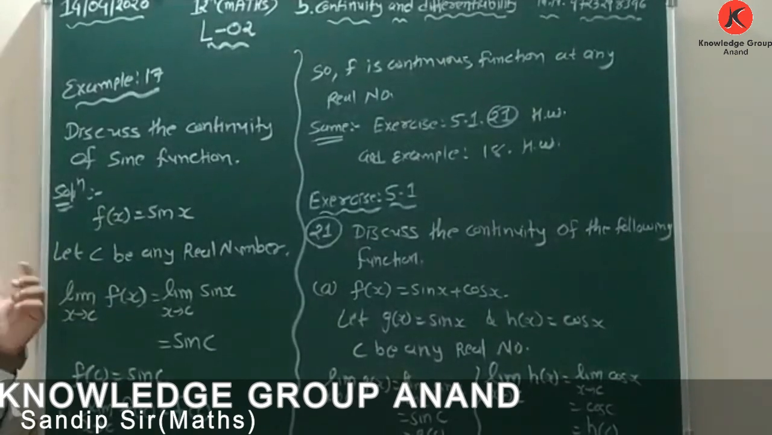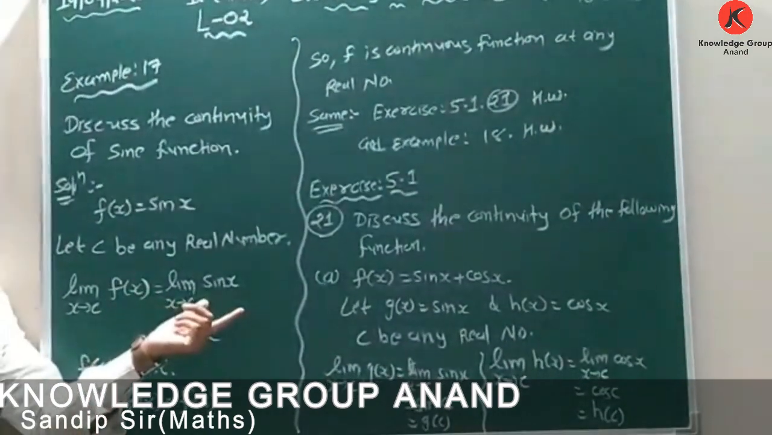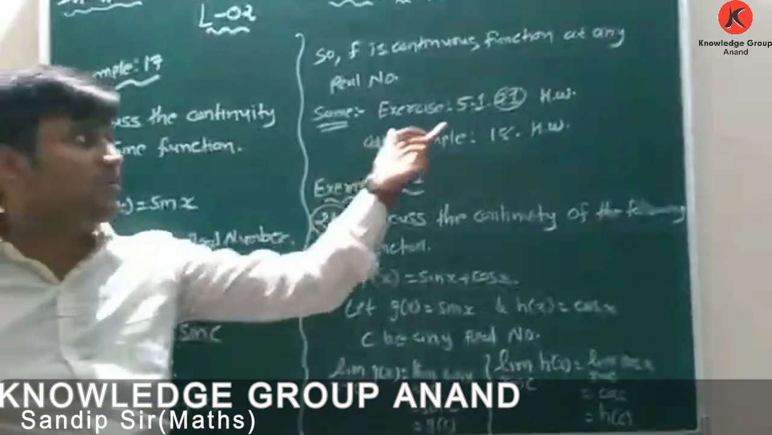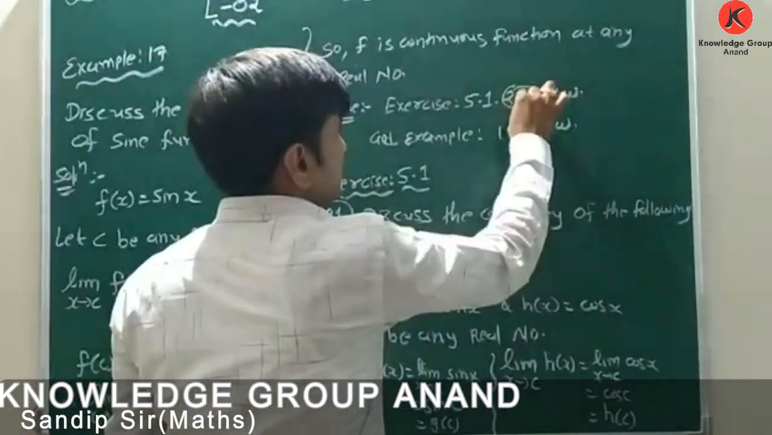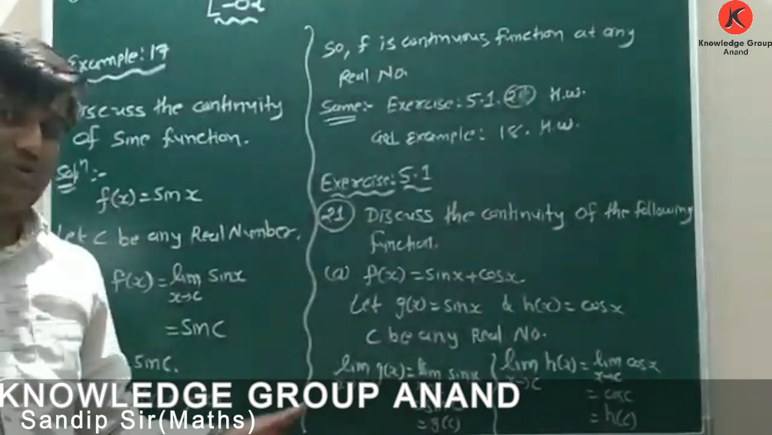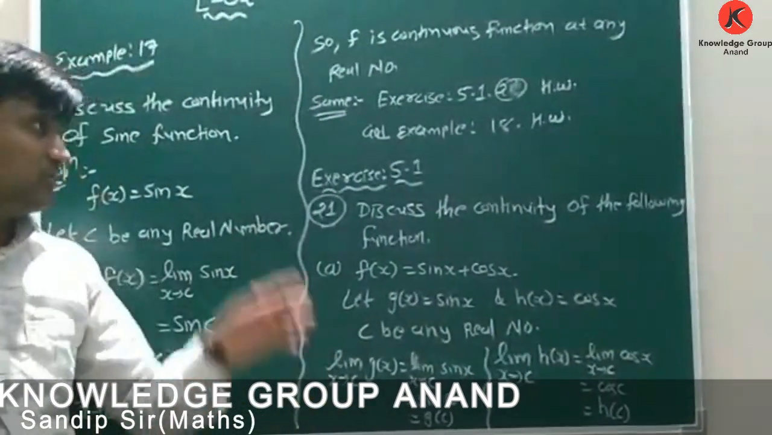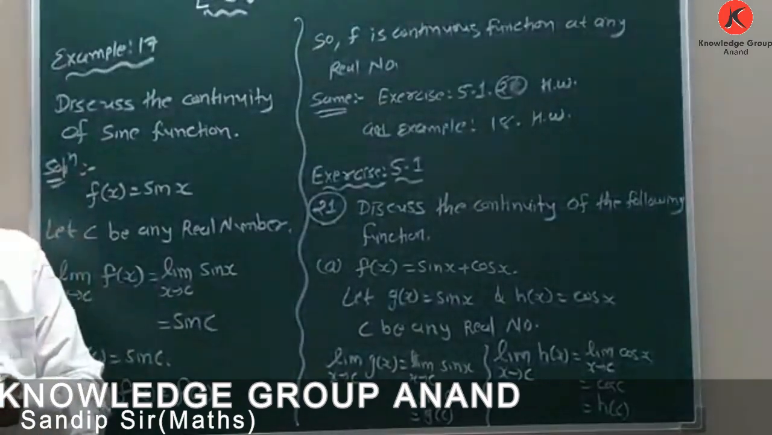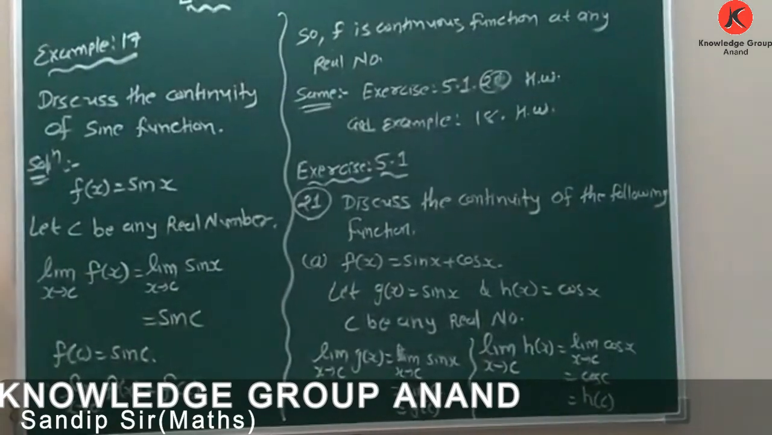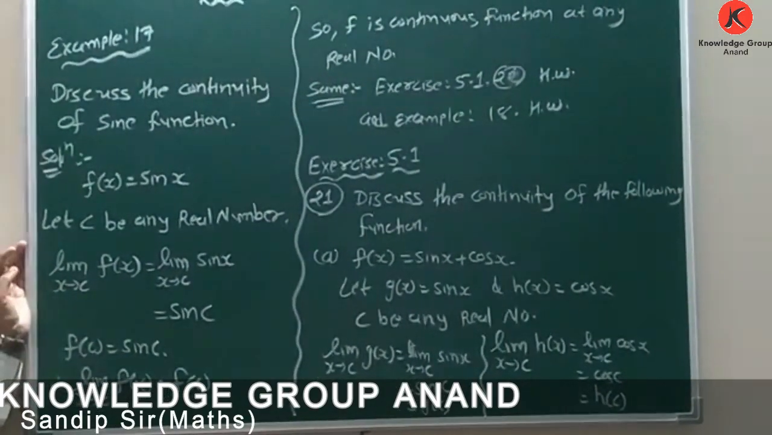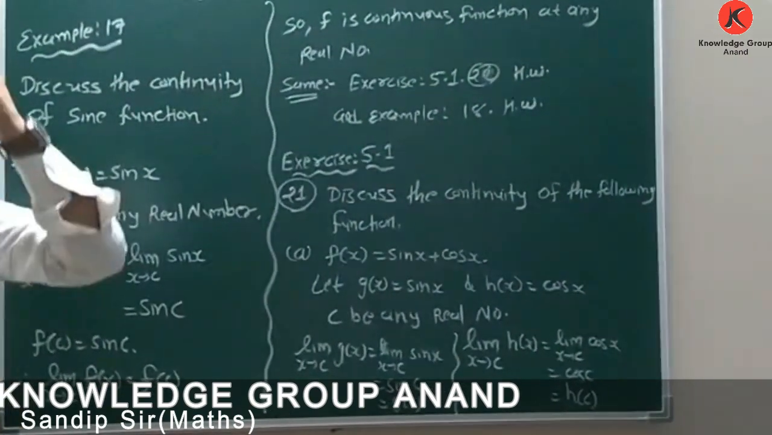Same here, the cosine function is a continuous function; consider f of x is equal to cos x. Same way, exercise 5.1, example number 22, cosine, secant, tangent. You have to prove that this function is a continuous function. Do it yourself. Same way, example number 18, tan x, f of x is equal to tan x. You have to prove that this function is a continuous function. These two are the homework.